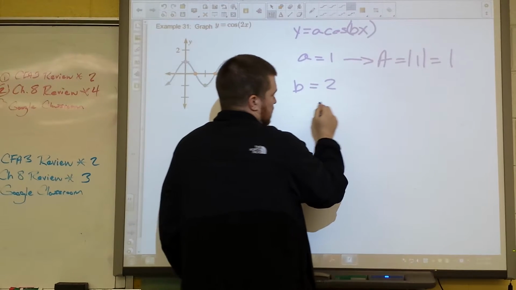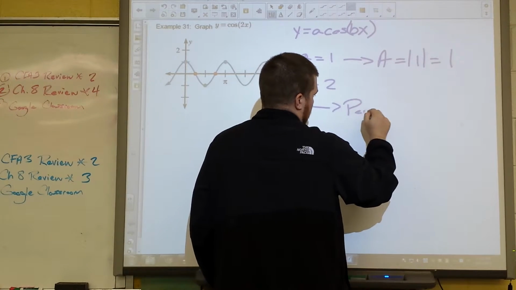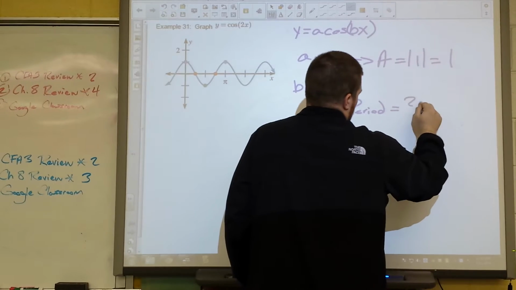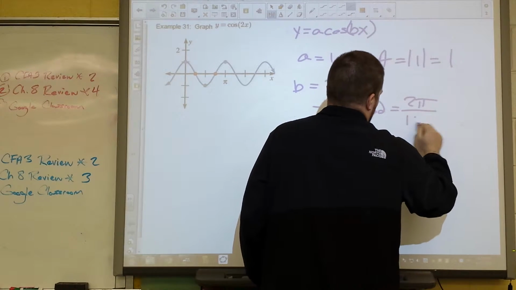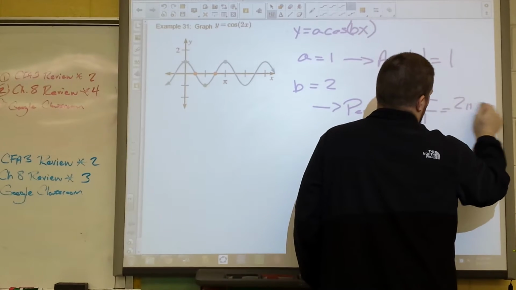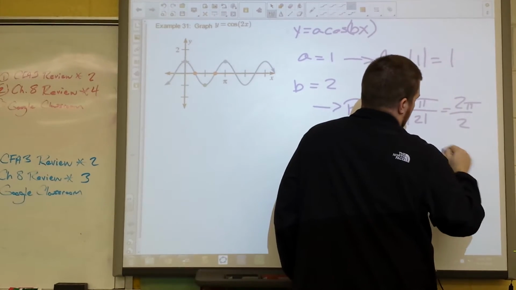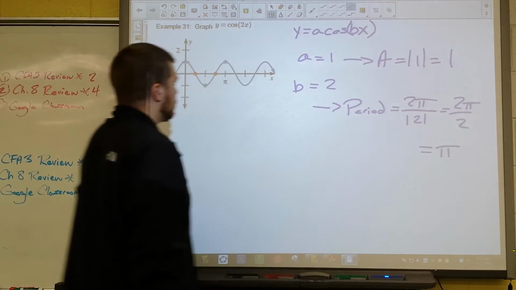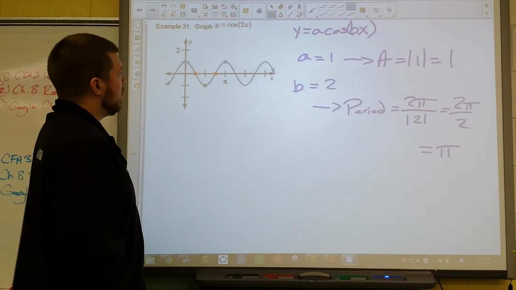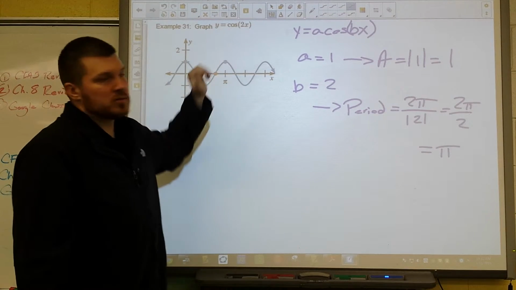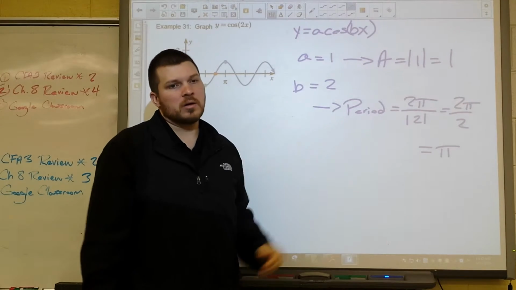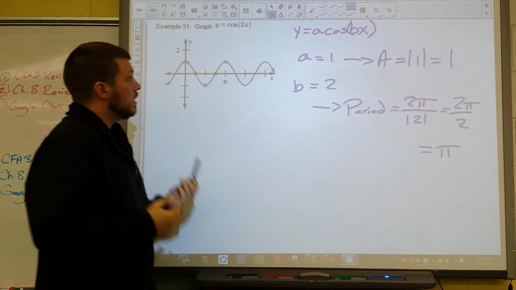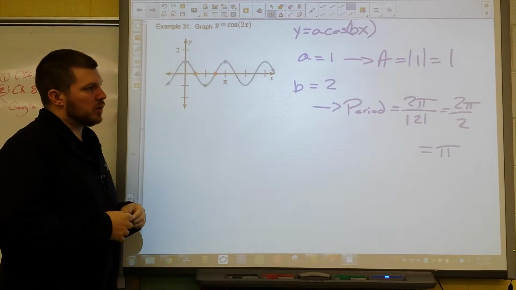B equals 2 tells me my period for this function is 2 pi over the absolute value of 2. So I have the period for this function is just pi. All right, let's start with the fact that it's cosine. Again, we compared it easily to our parent cosine function. There's no horizontal or vertical shifts.